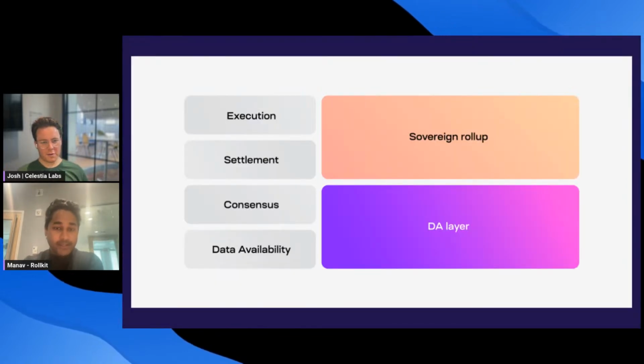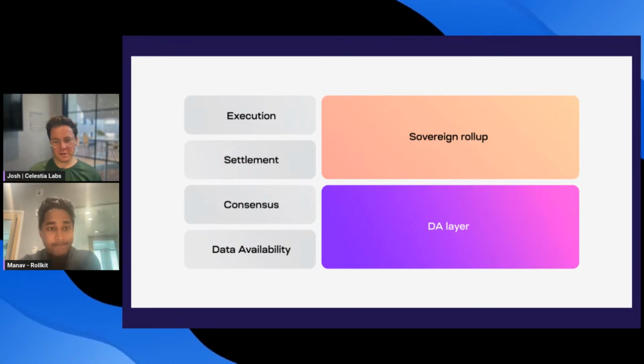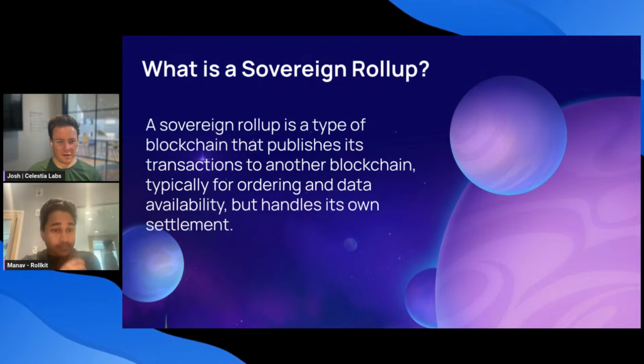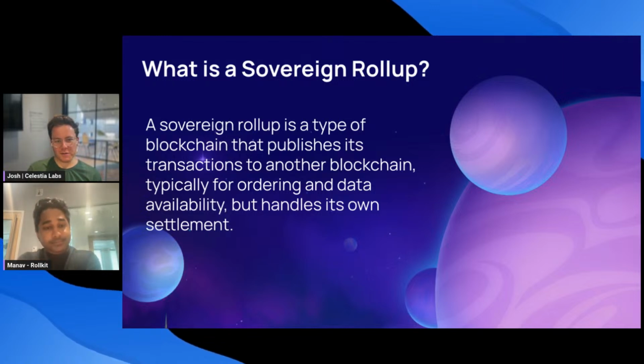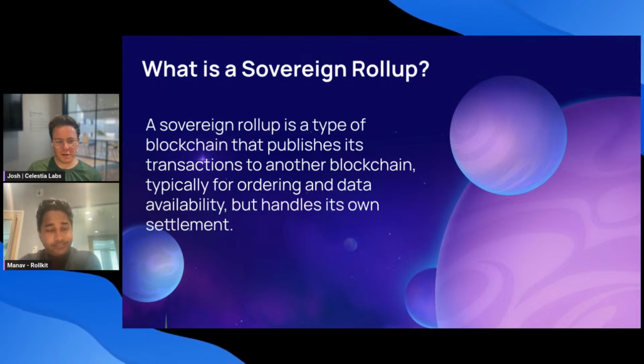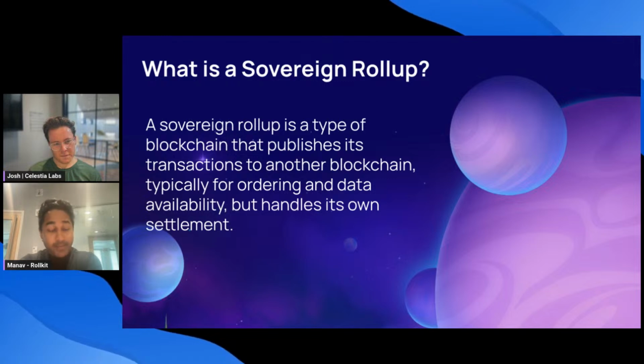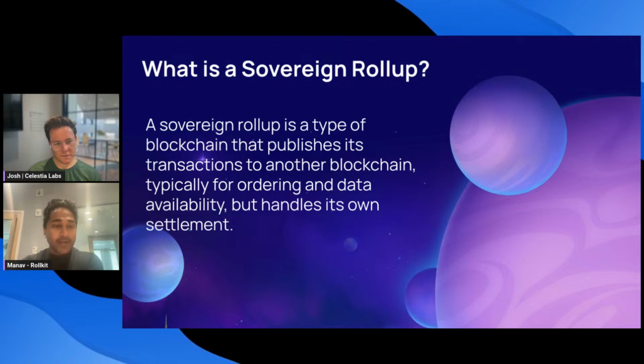So this is a quick question about settlement. Going back, can you help me understand the difference between a sovereign rollup and something like Optimism or Arbitrum? Are those settling to Ethereum? Yeah, that's a great question. Something like Optimism, Arbitrum, they're smart contract rollups. So they have a smart contract on Ethereum that they post their state roots to.